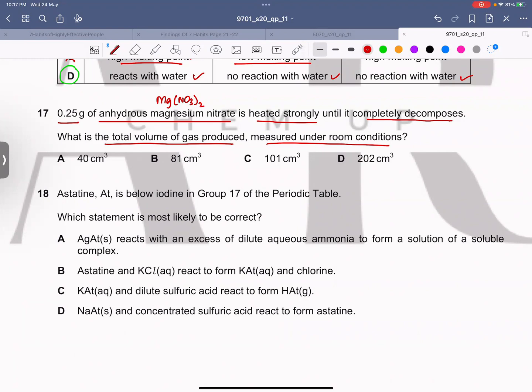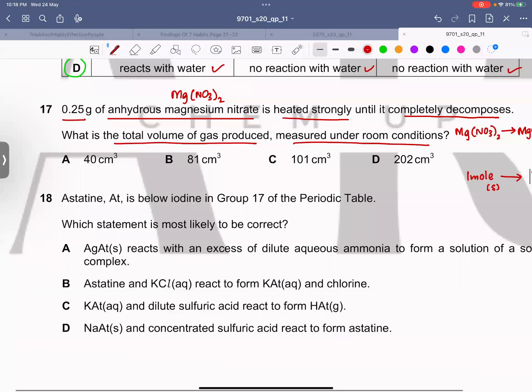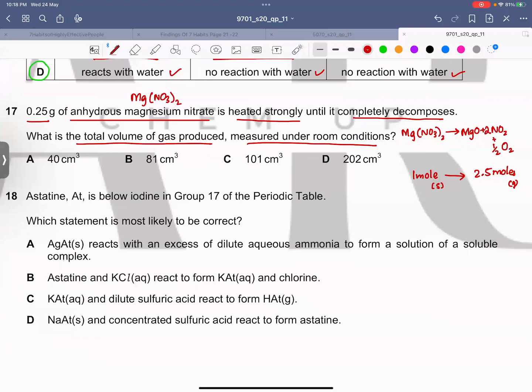If you work from the equation, let me write the equation over here. Magnesium nitrate on decomposition gives you magnesium oxide, 2 moles of nitrogen dioxide, and half a mole of oxygen. So from here we conclude that 1 mole of magnesium nitrate is giving us 2.5 moles of gas. Is this understandable? Is this point clear to everyone? If anybody has any doubt, do ask.